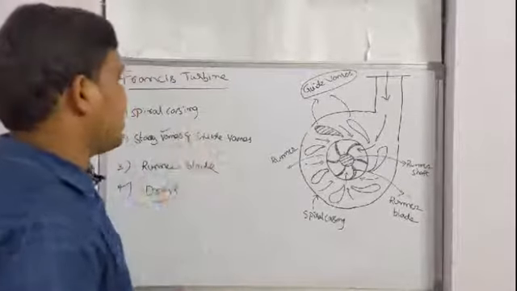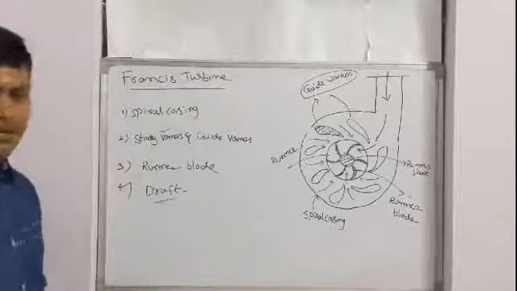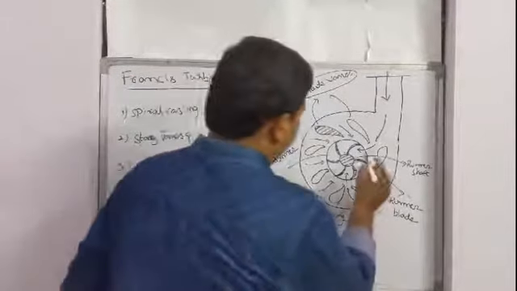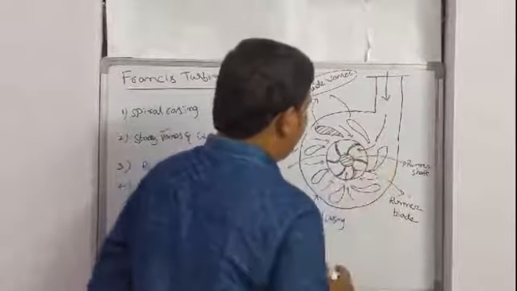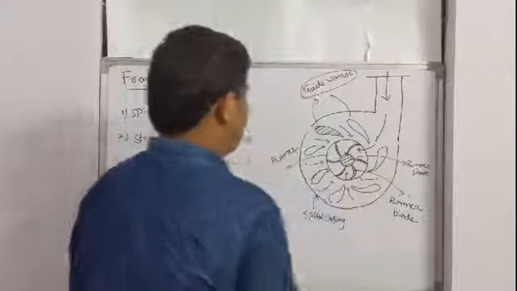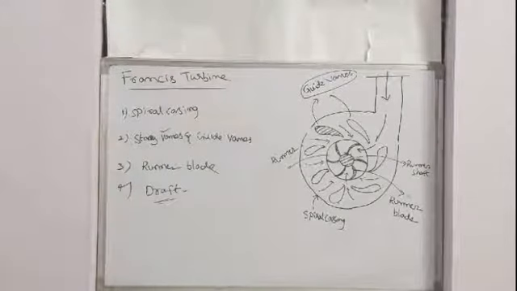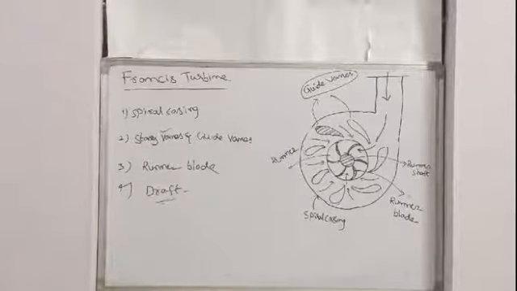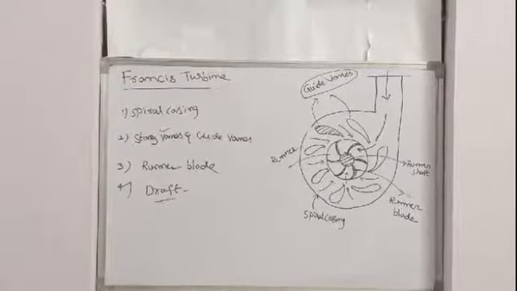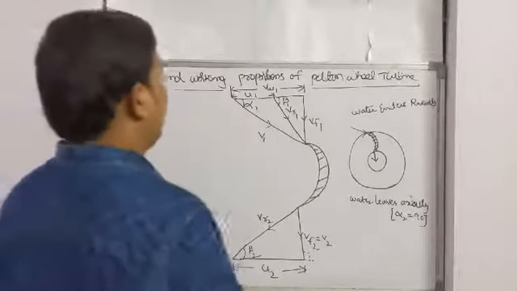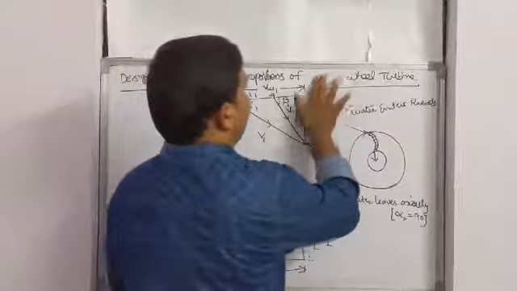So in the reaction turbine, both kinetic energy and pressure energy play an important role. Then the water enters at the outer periphery and leaves axially from the runner. So that's why it is a mixed flow turbine. This is the working principle of a Francis turbine. So now we will go for the working proportions and the design proportions of the Francis turbine.